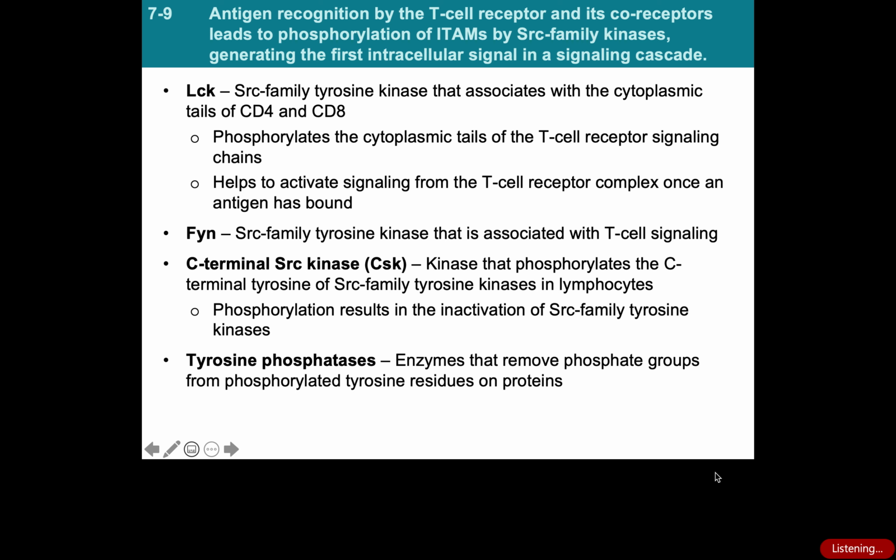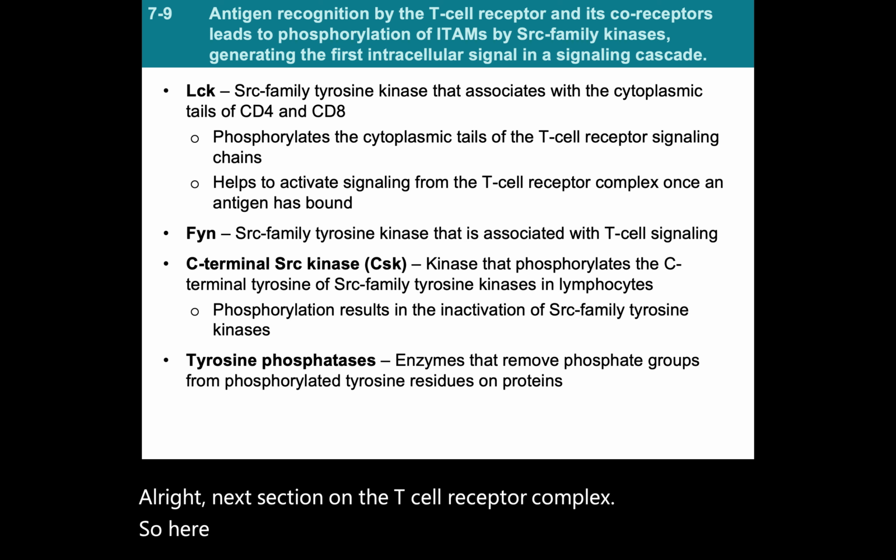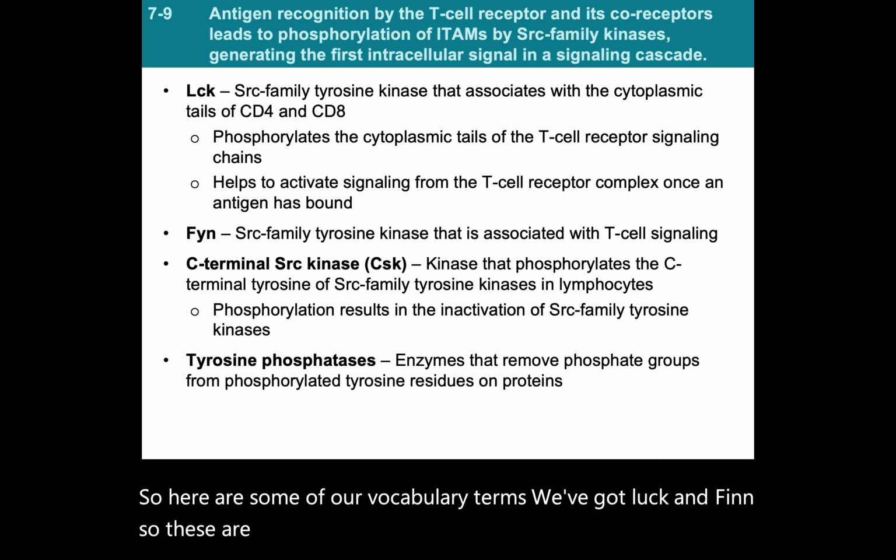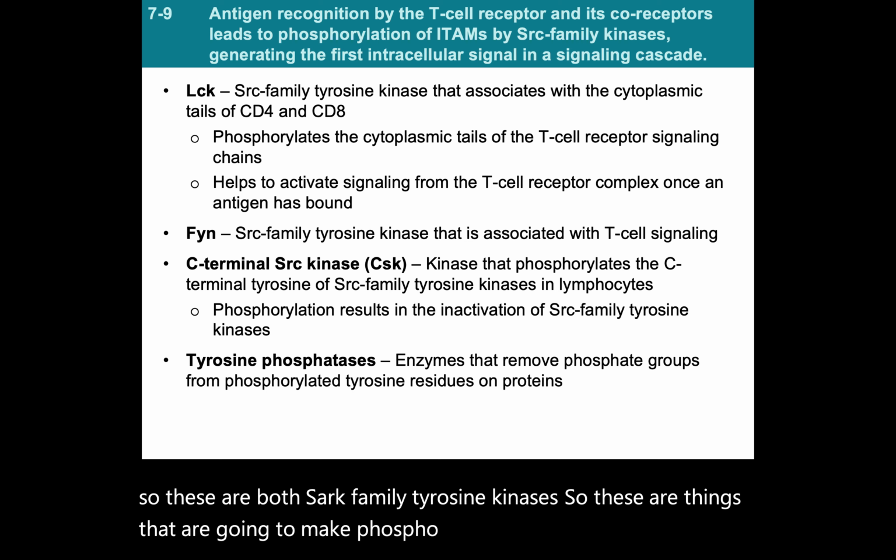All right, next section on the T cell receptor complex. So, here are some of our vocabulary terms. We've got Lck and Fyn. These are both Src family tyrosine kinases, so these are things that are going to make phosphotyrosine on certain proteins.